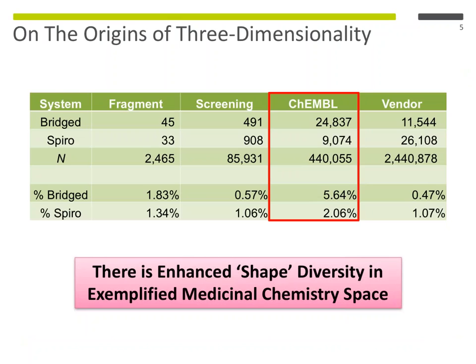Additionally, if you look at what we have in, say, a typical fragment library or a screening library, and also vendor collections, what's commercially available, you can see the number of bridged and spiro systems in these screening-like libraries is significantly lower than you'd expect from a ChEMBL medicinal chemistry relevant database. So here we're looking at a few percent or less for a lot of the bridged and spiro systems, but if you look at ChEMBL, it's enriched by 2 to 3-fold in some cases. So it's clear there is enhanced shape diversity in exemplified medicinal chemistry space. But how do we increase this, and how important is it, and at what stage in a drug discovery project should you be thinking about enriching this three-dimensionality?